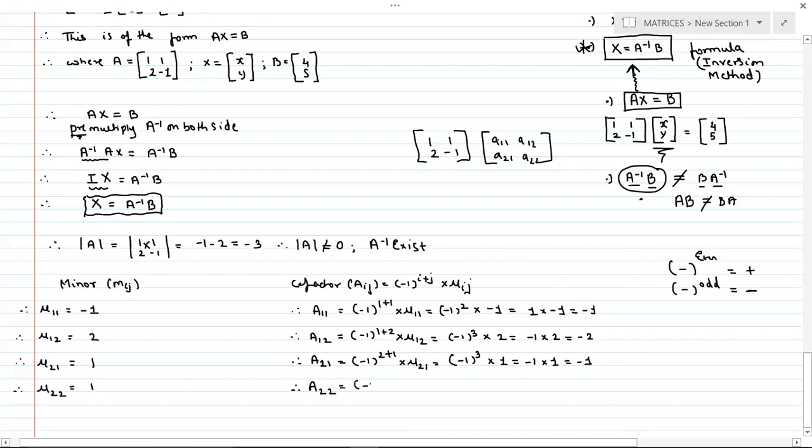Okay, so here we have -1 raised to 2 plus 2 into M22. I hope you all might be knowing how to find the minor as well as cofactor. So this is -1 raised to 4 into 1. Here we have an even number, and even number means the answer will be positive only. So 1 into 1, the answer will be 1.